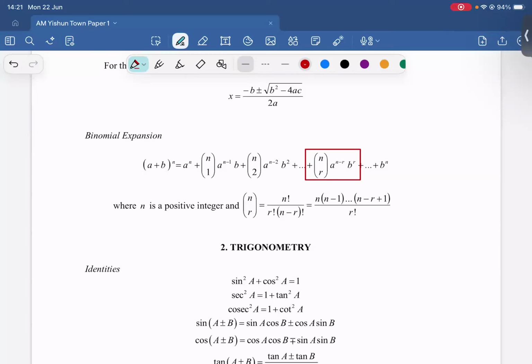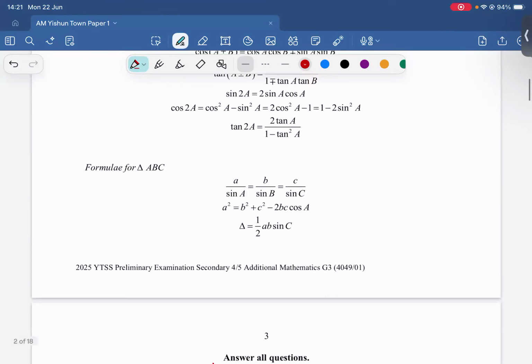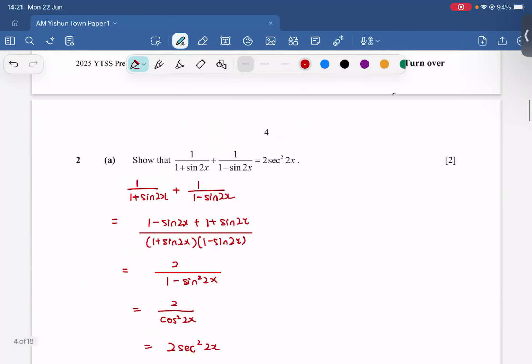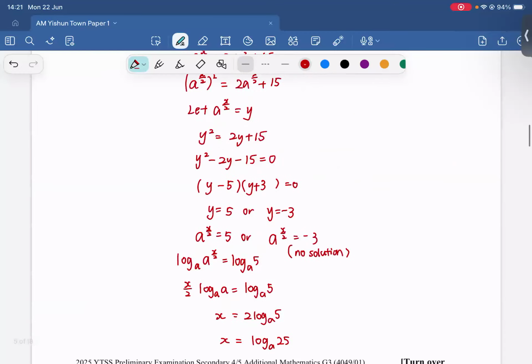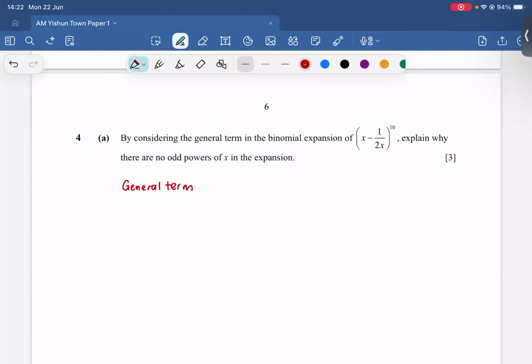Okay, so let's take a look. How do we use this? So the general term will be 10 choose r, x power 10 minus r. When we use the general term, what we want to do is separate all the terms. That means all the x we put one side, all the unknown we put the other side, and all the constant we put another side. We want to do that.